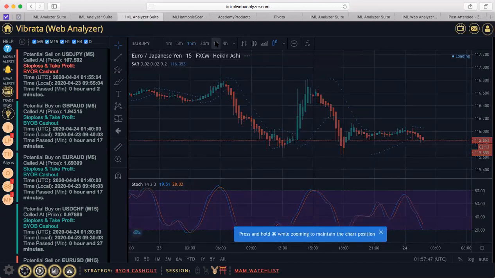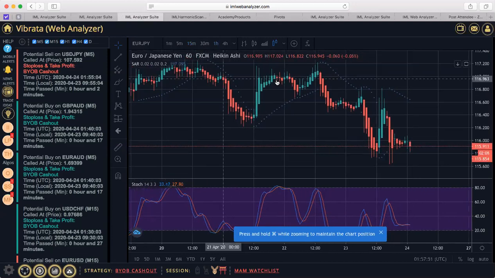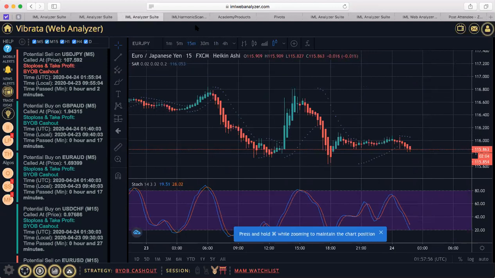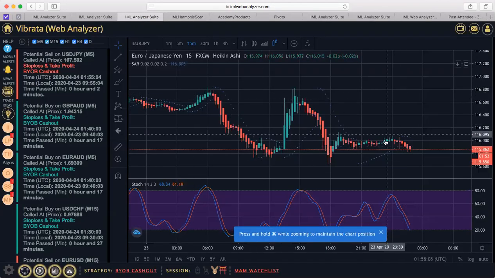So if I jump up, do I see confluence yet? Time frame confluence? Absolutely not yet. So of course, I'm not taking a trade as of now. I don't care if it's at that entry point or not. I'm not taking a trade because I don't have my setup looking like what I want it to look like, okay? I don't take a trade until it meets all the criteria on the BYOB Cash Out.